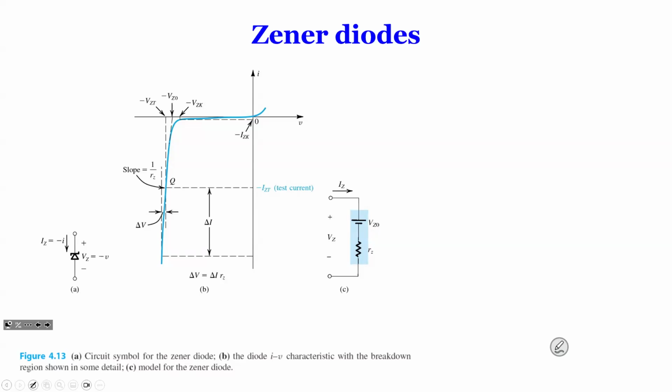Okay, so there are a couple of important concepts we're going to cover today. One of them is the Zener diode, another is the small signal model, and the last one is the rectifier. So let's go over the Zener diode.